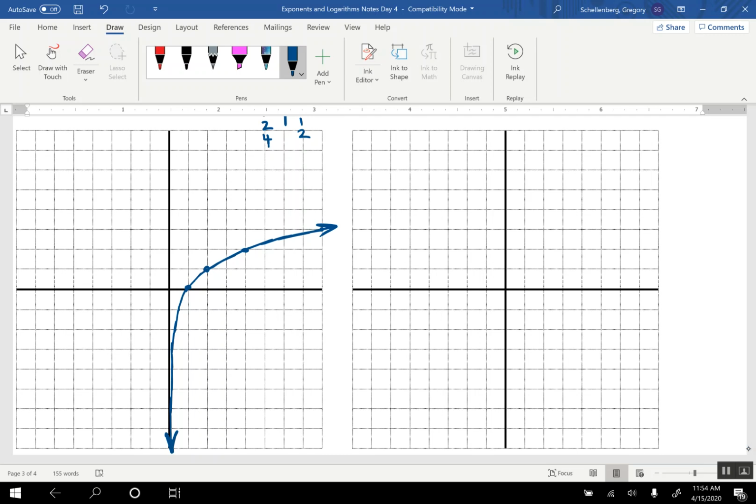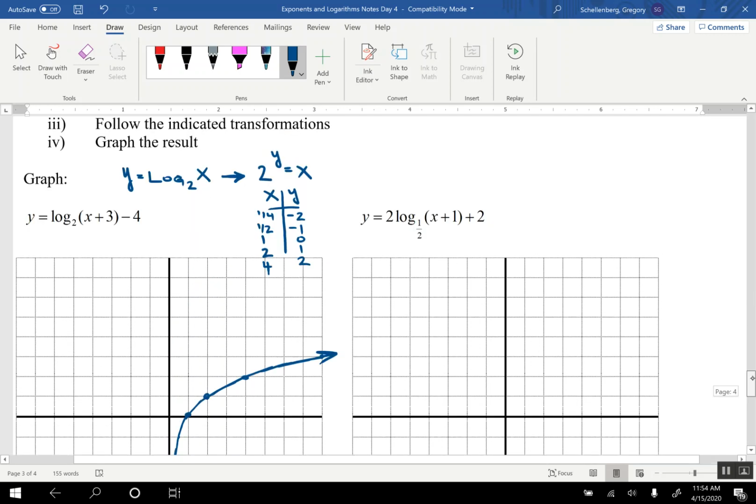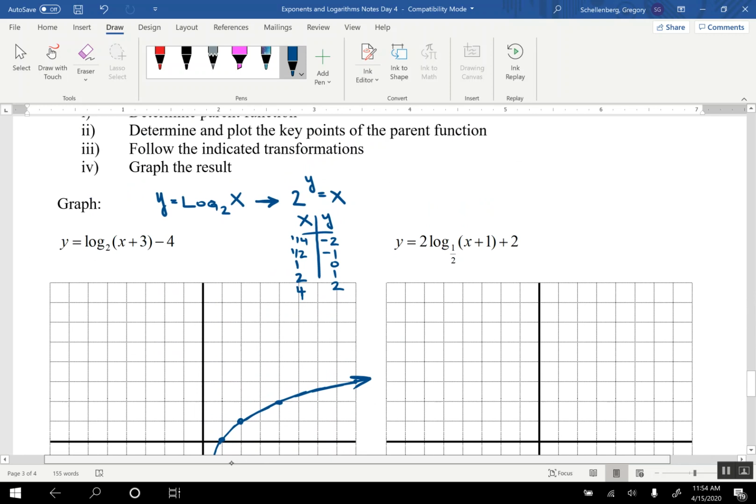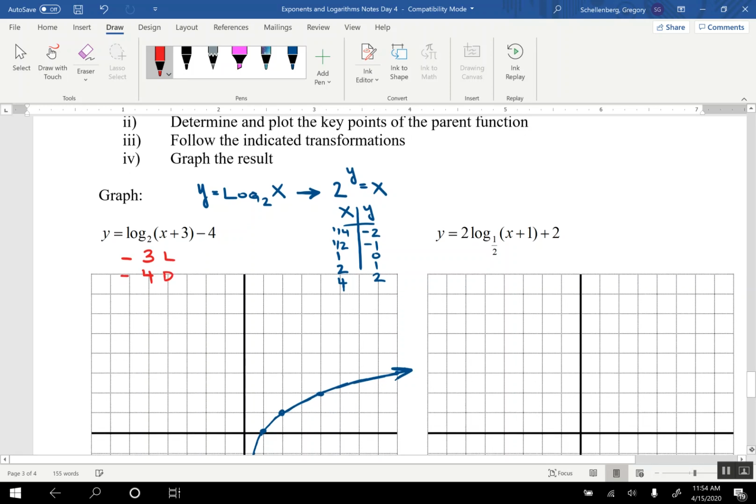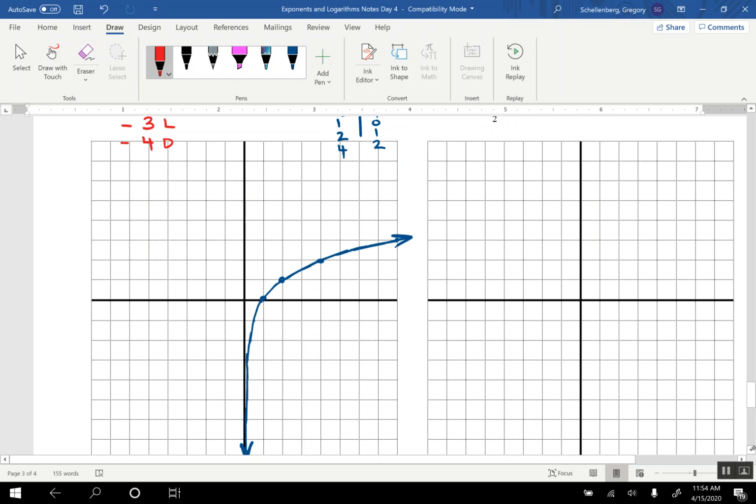Okay, so there is our parent function log base 2 of x. Now the whole idea here is we do not need to create another table of values. We need to apply transformations to our base function. Okay, so what's happening here? Well, we've got a shift of 3 units to the left, and we've got a shift of 4 units down. Okay, so let's just take each of those significant points and we'll go 3 to the left. So 1, 2, 3, and down 1, 2, 3, 4, and plot a point.